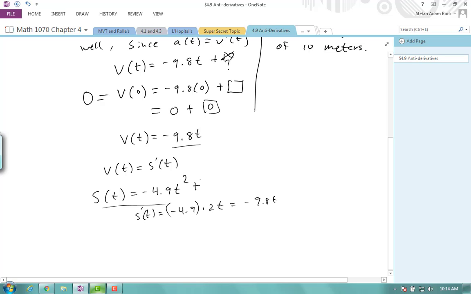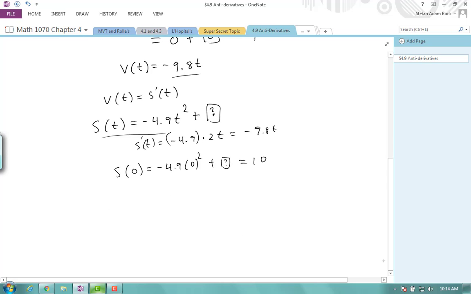But again, I don't know if this is the specific value, because adding or subtracting a constant doesn't do anything after I take a derivative, because the derivative of a constant is just 0. But I do know that the initial height of my ball was equal to 10 meters. So I have negative 4.9 times 0 squared plus my mystery number is supposed to be equal to 10, which means my mystery number is actually just 10.